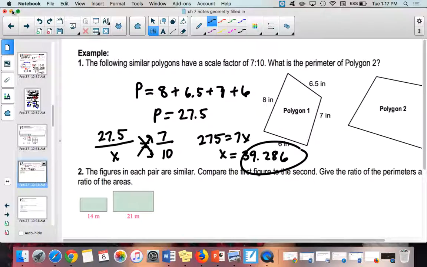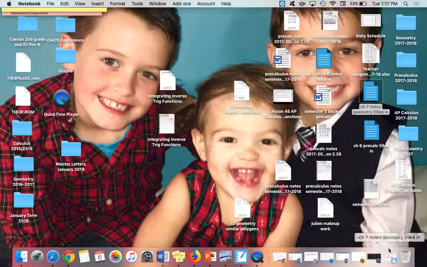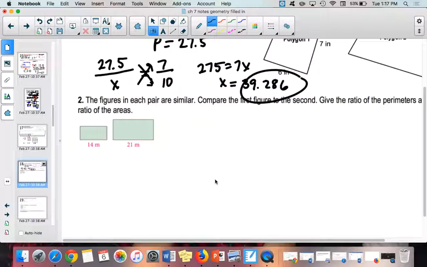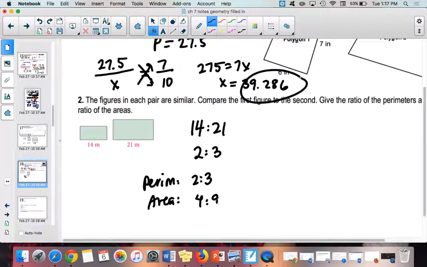All right, so the first one, as I was walking around, I saw that you guys had 14 to 21, and you reduced it, which I think is good. If you have 14 to 21, that reduces, divide by 7, you get 2 to 3. So the perimeter should also be in the ratio of 2 to 3, and the areas should be in the ratio of 4 to 9. Did you guys get that? You don't have to actually find each side length. All you need to do is say what ratio the sides are in.